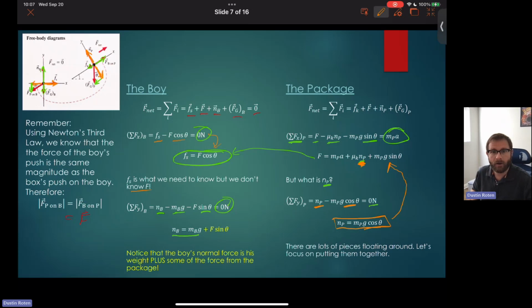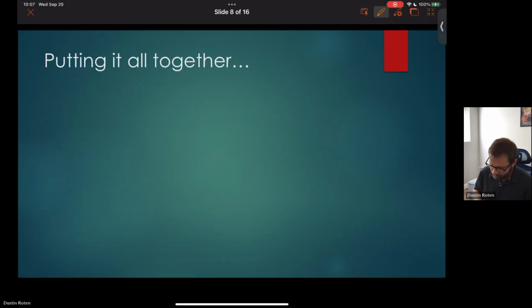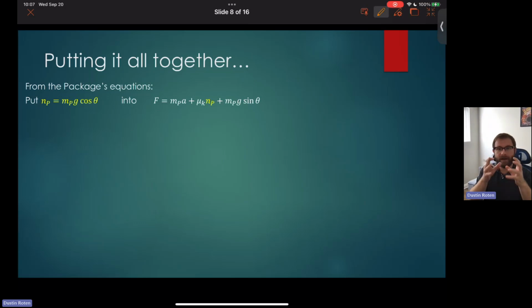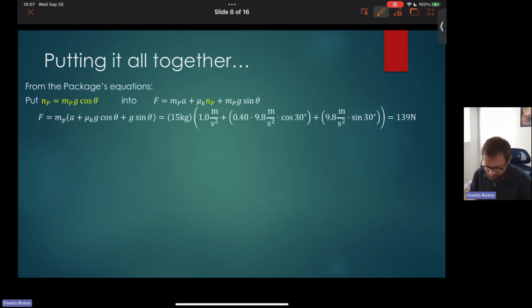All right, so let's put all these pieces that are floating around together. From the package's equations, we found the normal force for the package. We're going to put that into the equation to calculate mystery F. All of this is around the package right now. Yes, that's a gross line, but I literally just plugged in the numbers and the units. Once this got plugged in, I realized every term had a mass term for the package. So I pulled it out front.